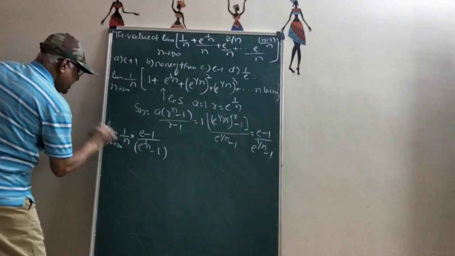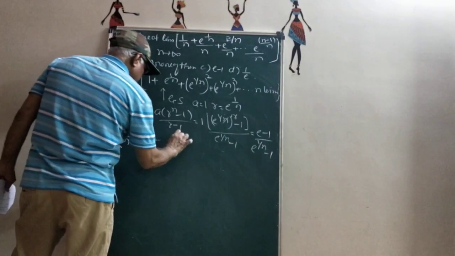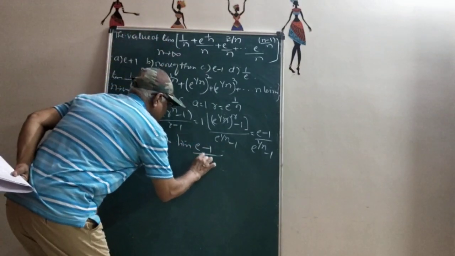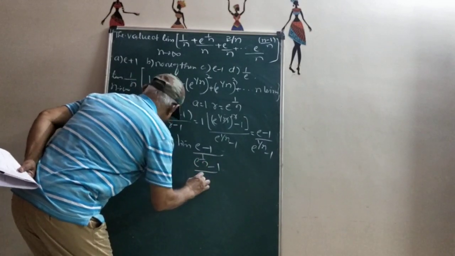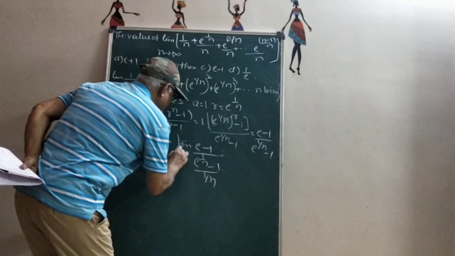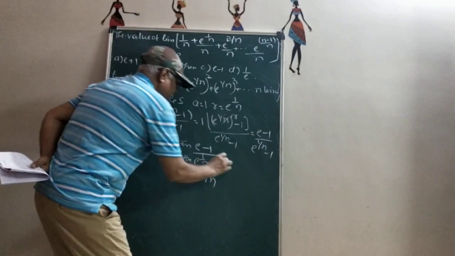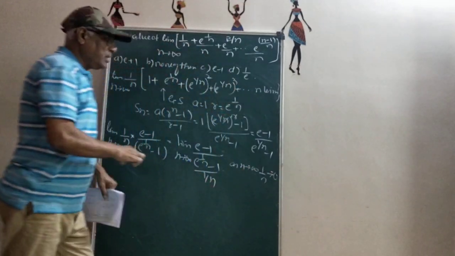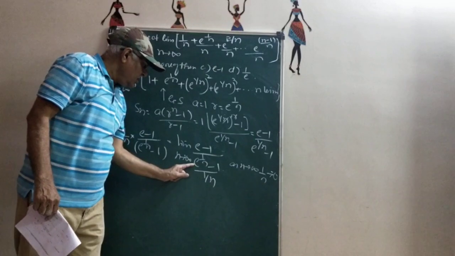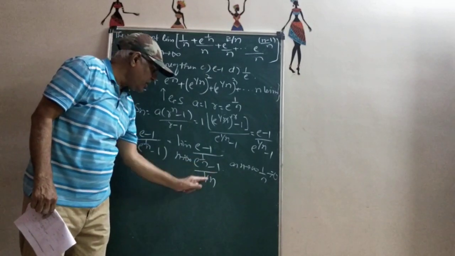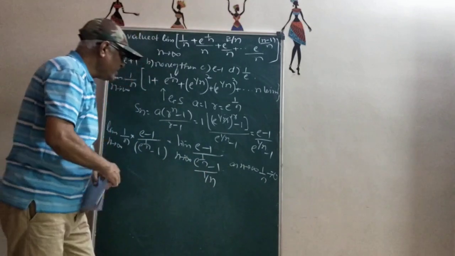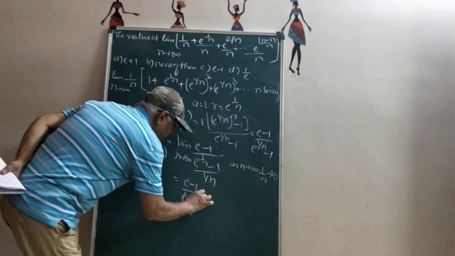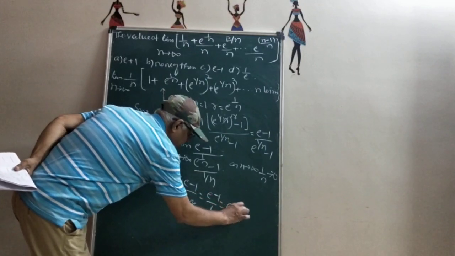As n tends to infinity, that is equal to the limit of e minus 1 divided by, can you write it this way, e raised to 1 upon n minus 1 divided by 1 upon n, as n tends to infinity. Student, as n tends to infinity, 1 upon n tends to 0. When 1 upon n tends to 0, it is nothing but e raised to x minus 1 divided by x. So what is e raised to x minus 1 divided by x? It is log e to the base e, which is equal to 1. So that is e minus 1 divided by 1, equal to e minus 1.